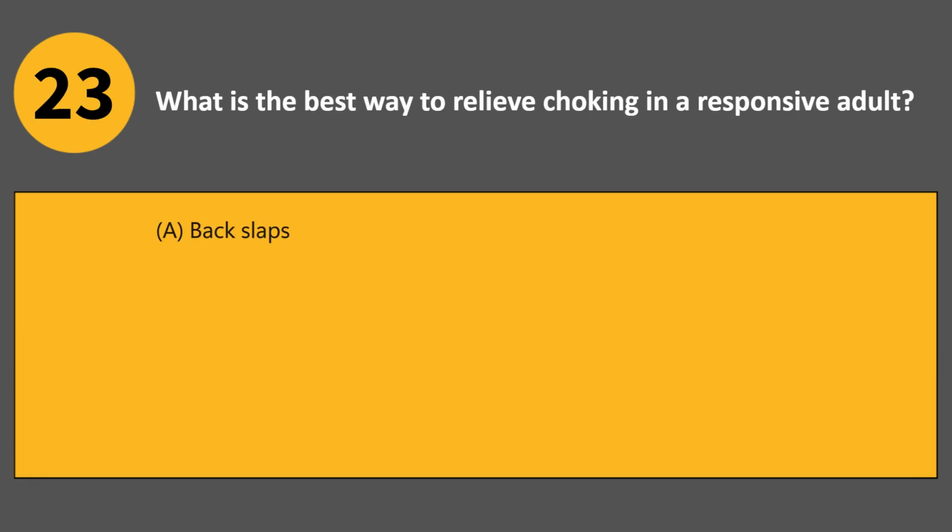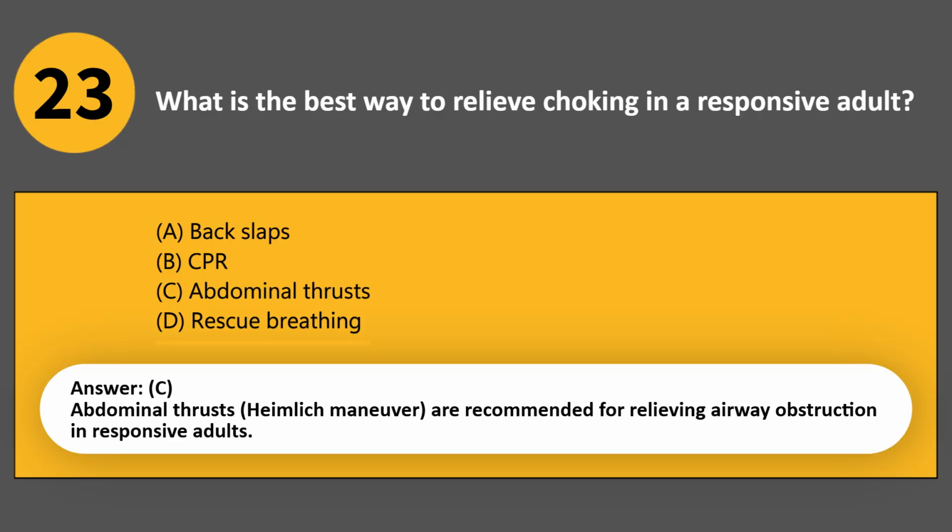What is the best way to relieve choking in a responsive adult? A. Back slaps. B. CPR. C. Abdominal thrusts. D. Rescue breathing. Answer C. Abdominal thrusts, the Heimlich maneuver, are recommended for relieving airway obstruction in responsive adults.